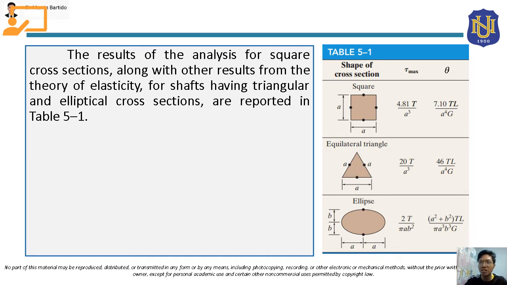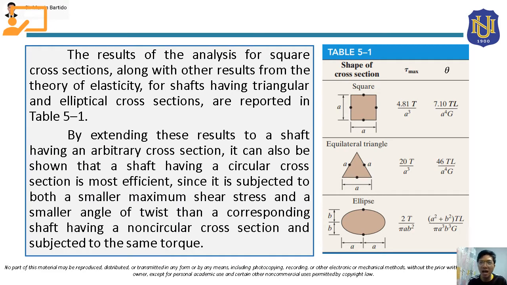So in this table, class, these points are indicated as dots. So these are those dots. Okay, so also, class, given here are the formulas for angle of twist. Then by extending these results to a shaft having an arbitrary cross-section, it can also be shown that a shaft having a circular cross-section is most efficient, since it is subjected to both a smaller maximum shear stress and a smaller angle of twist than a corresponding shaft having a non-circular cross-section and subjected to the same torque.